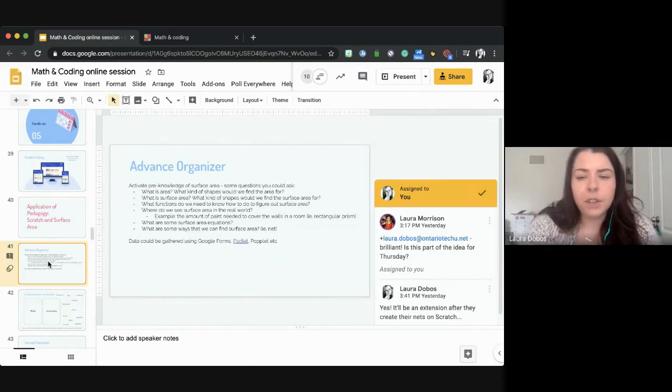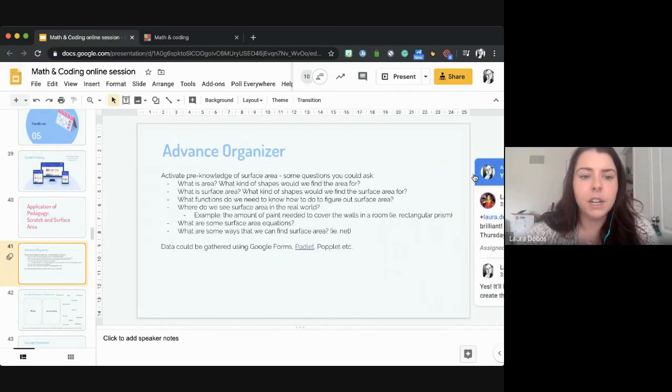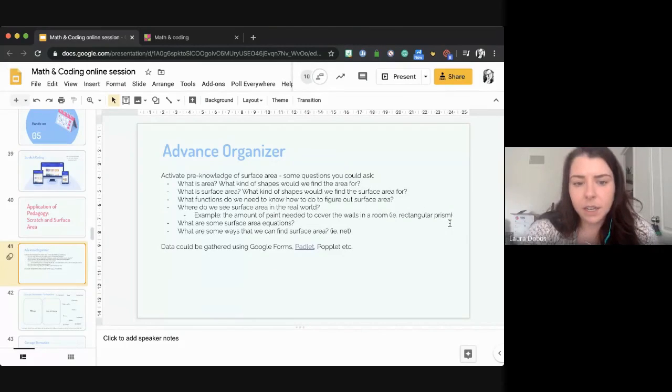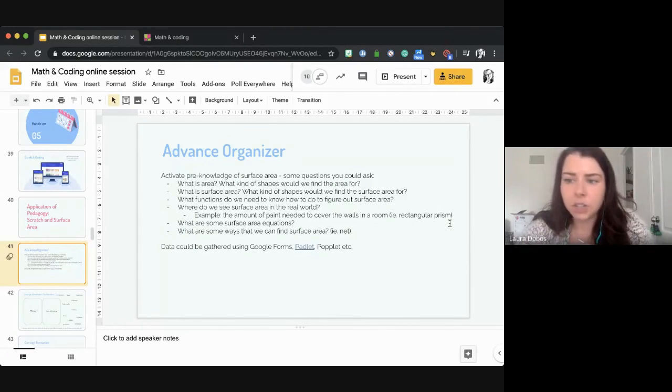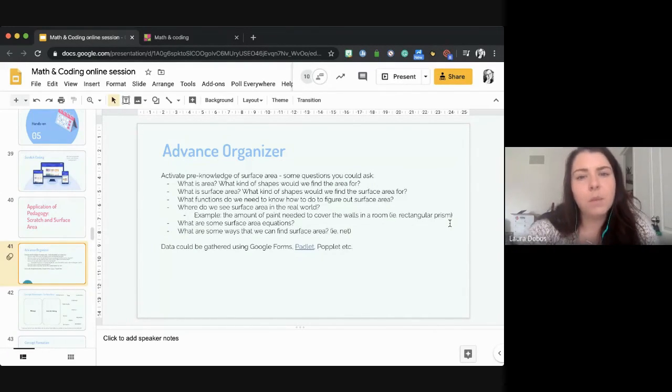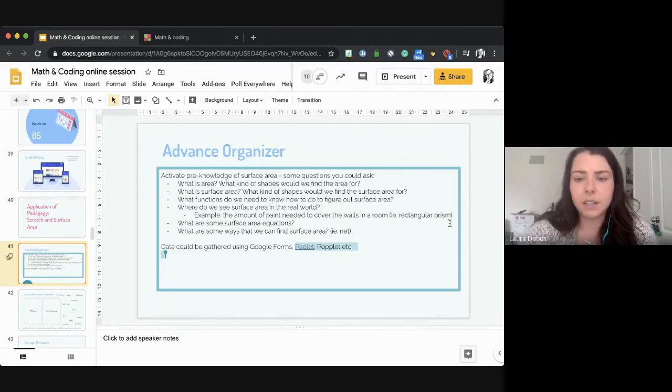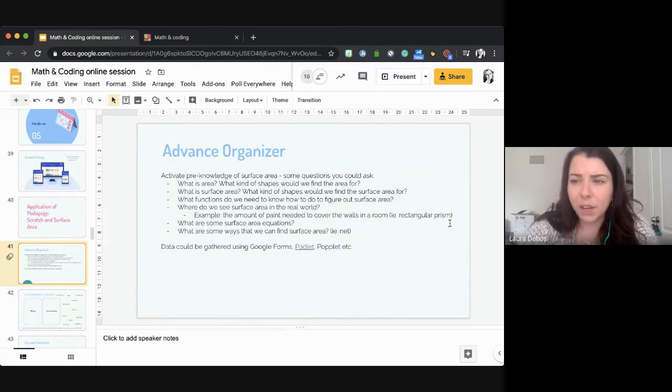To start off, though, for the advanced organizer, to activate pre-knowledge of surface area, some questions you could ask include, what is area? What kind of shapes would we find area for? Are we using two-dimensional shapes, three-dimensional shapes? Okay, but then what is surface area? What kind of shapes would we be using that surface area idea for? What functions do we need to know how to do in order to find surface area? So are we adding? Are we subtracting? Are we multiplying? What different functions do we need to know?